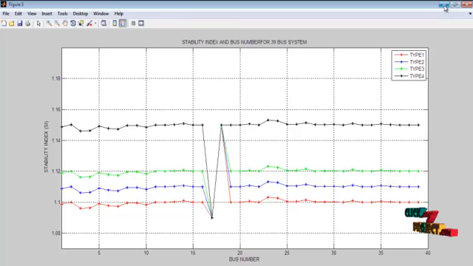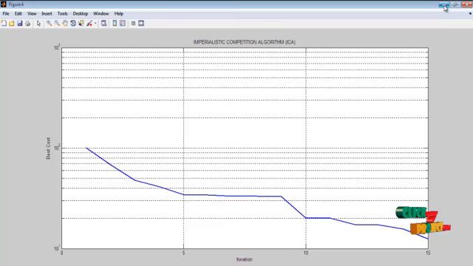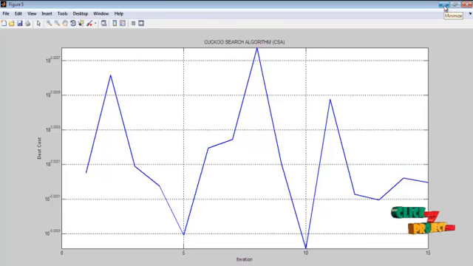As already mentioned, the overall bus system is 39 bus. This is the imperialist competitive algorithm, best cost versus iteration value. The next one is the cuckoo search algorithm, best cost versus iteration value. Finally, we can find which one is best: the cuckoo search algorithm is best compared to the ICA. A similar process applies to the 69 bus system, and we can get those kinds of variables.